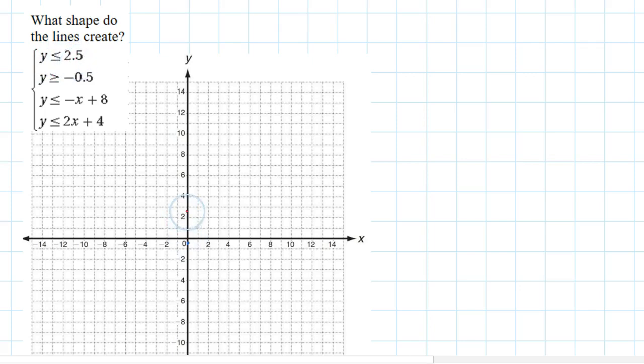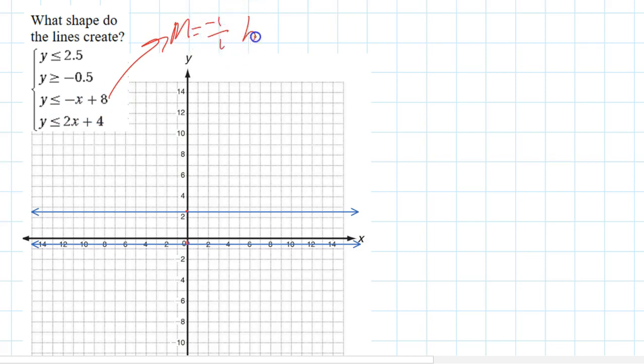I go up to 2.5 and put a dot there. And it says less than or equal to, so I know it's going to be a solid line going through 2.5. Do it again at y is greater than or equal to negative 0.5. Go down to 0.5 and put a dot, and then draw a line through that. Next, we have y is less than or equal to negative x plus 8. For this one, we have a slope that equals negative 1 over 1 and a b that equals 8. Go up to 8, put a dot, and my slope is negative 1 over 1.